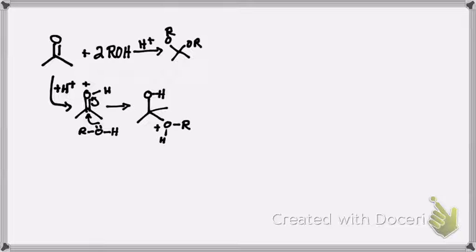Now, what do I need to do? Looking at the product, I have to deprotonate the H from the OR, and I have to get rid of that OH group, because that's not in the product. So I have to figure out a way to make that go away. I can do minus H plus. Really, that's an alcohol or some base in the solution.